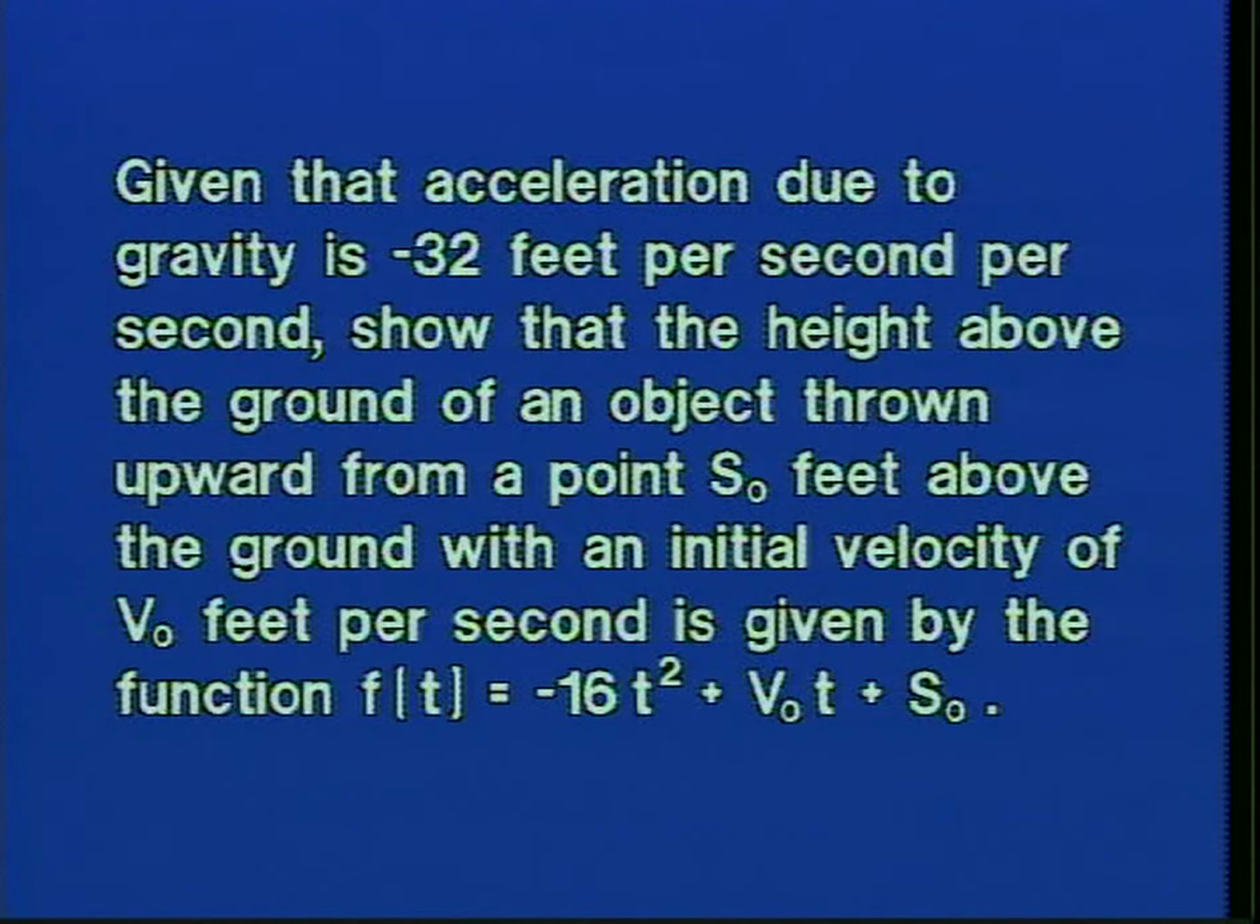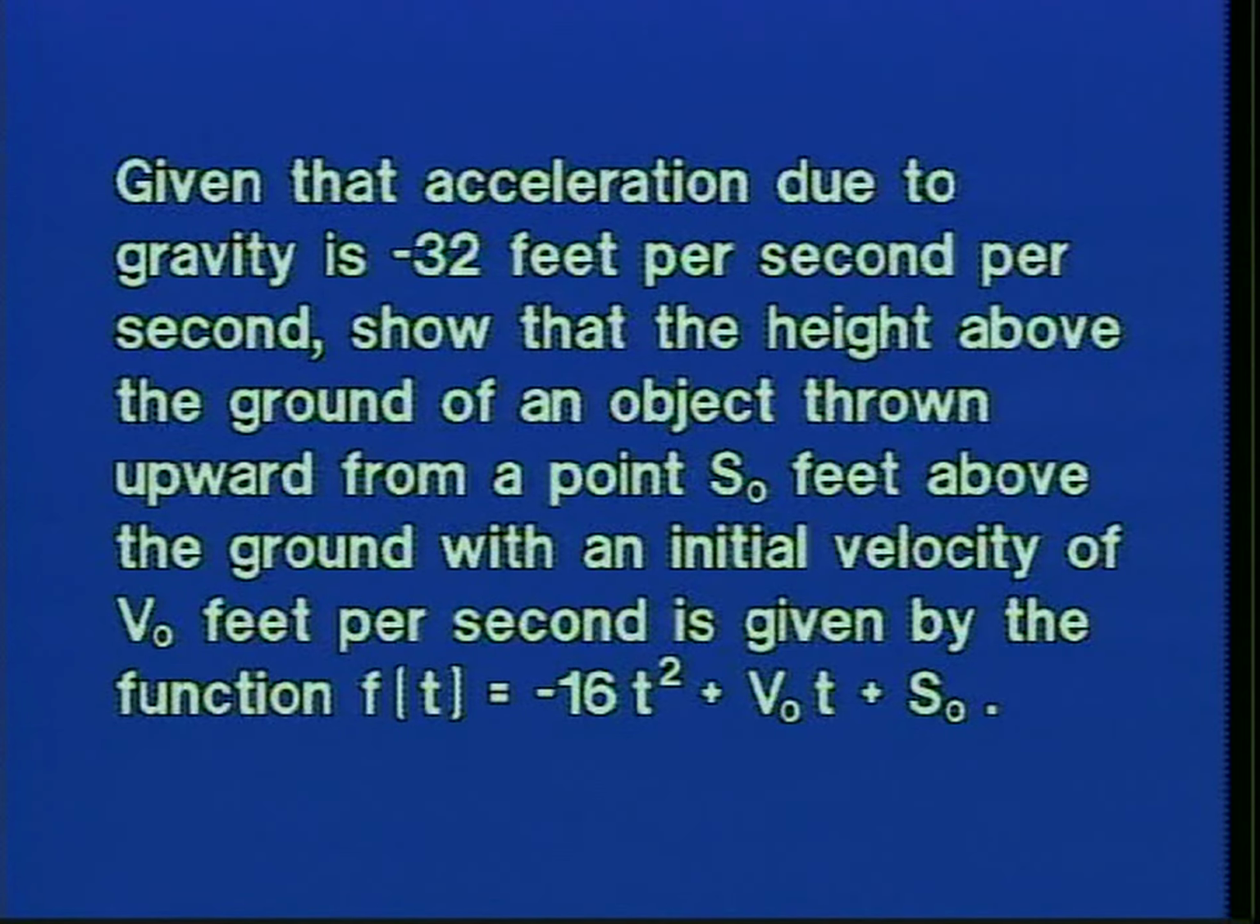Given that acceleration due to gravity is negative 32 feet per second squared, show that the height above the ground of an object thrown upward from a point s0 feet above the ground with an initial velocity of v0 feet per second is given by the function f of t is negative 16t squared plus v0 t plus s0.